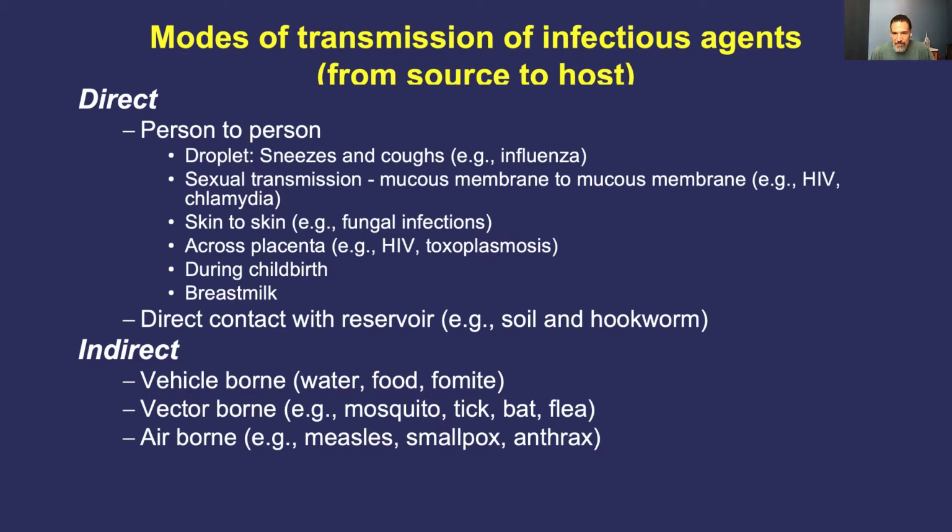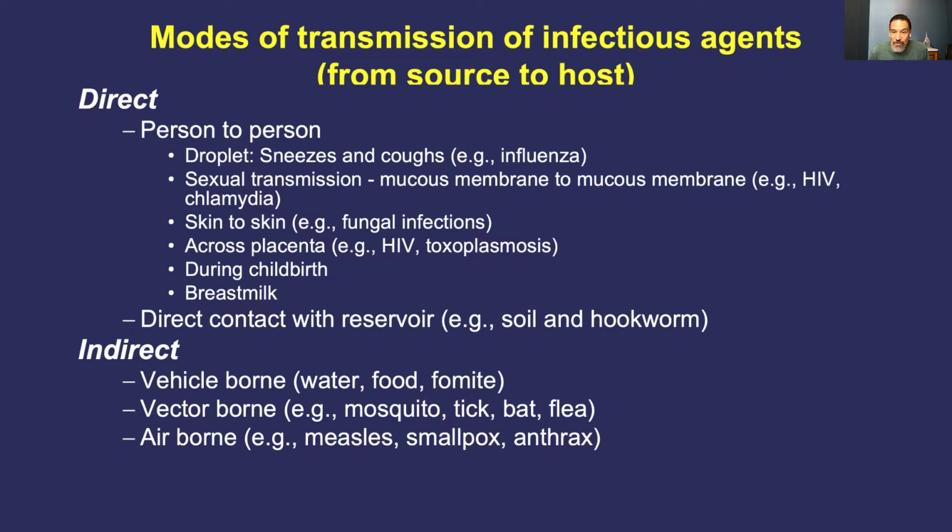Indirect transmission is when an infectious agent makes its way to another human indirectly from the source. Vehicle-borne transmission occurs via drinking contaminated water or eating contaminated food or coming into contact with a fomite. A fomite is a kind of vehicle for an infectious agent that is an inanimate object, such as a contaminated smartphone or a surface like a doorknob or the bar you hold on the subway or a towel.